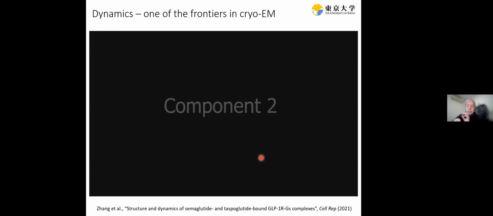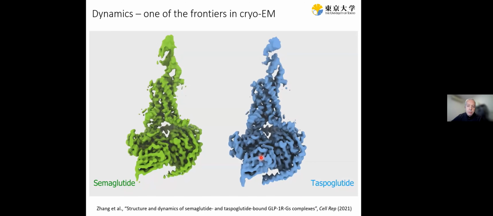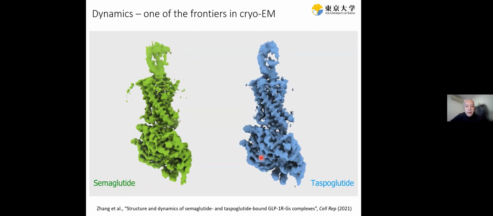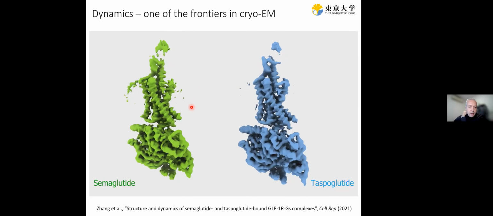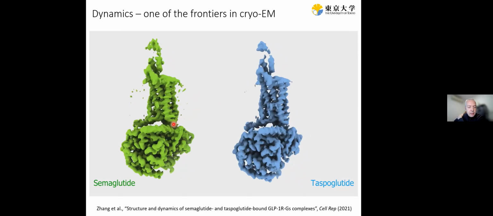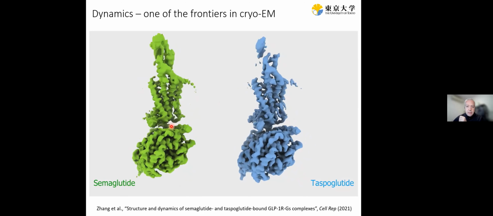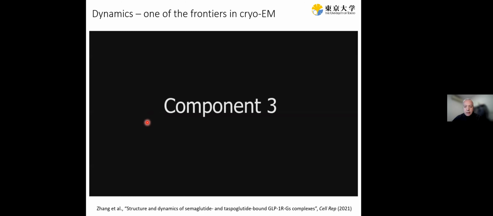I don't know the RMSDs, but indeed, one couldn't see much difference between the consensus models, although the receptors have a different kind of signaling profile. And looking at the dynamics, it showed larger movements of helices 6 and 7, if I remember correctly, in the semaglutide. I hope I didn't mess this up. So I think it was the semaglutide that was moving more than the taspaglutide.